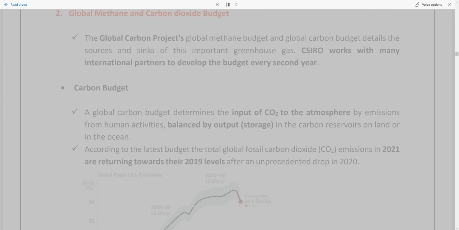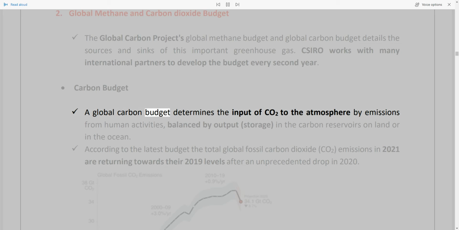2. Global methane and carbon dioxide budget. The Global Carbon Project's Global Methane Budget and Global Carbon Budget details the sources and sinks of this important greenhouse gas. CSIRO works with many international partners to develop the budget every second year. Carbon budget.